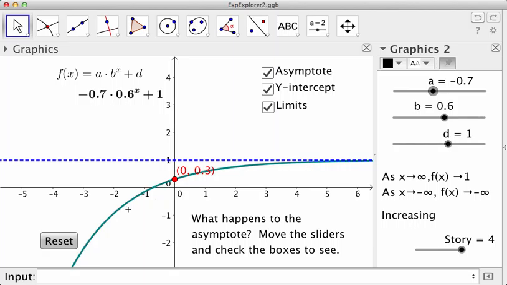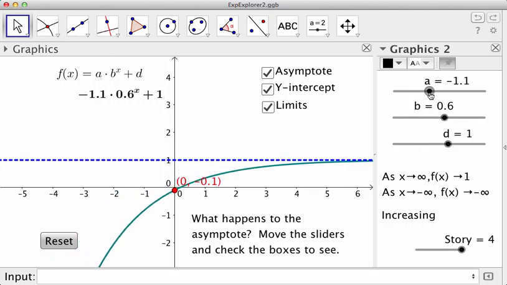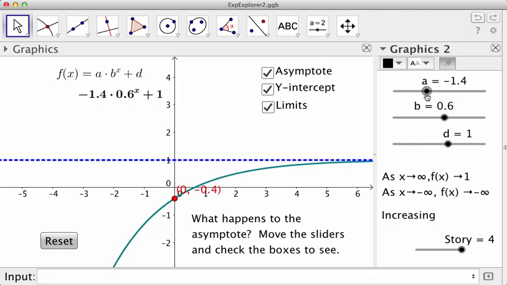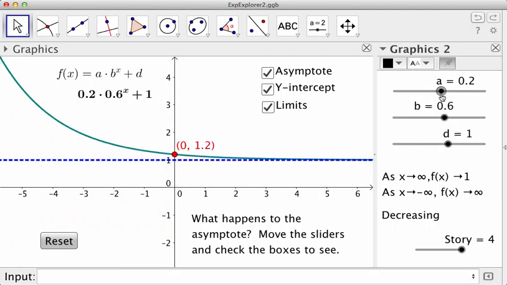When I now make a negative, when b is between 0 and 1, now we have that the function is increasing because it starts with f of x having a negative value and then approaching the asymptote from the negative side but never quite reaching it. So now we have an increasing function. But again, changing the value of a does not change the asymptote. It does change the y-intercept, but it does not change the limits.